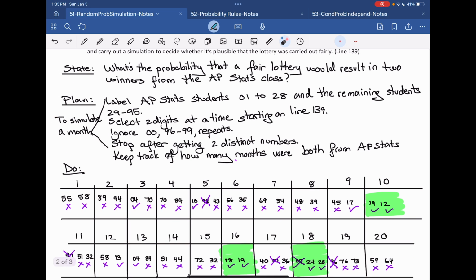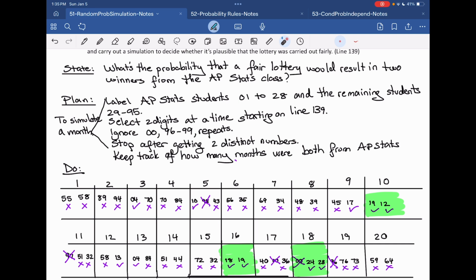But remember, we're using a table, the random digits table, so they have to be the same number of digits. And since 95 is 2 digits, we're going to use 2 digits to also represent the single digit numbers like 01, 02, 03, etc. So that's why it's important to have that 0. And this is a concept we learned in a previous lesson, like chapter 4. So label the AP Stats students 01 to 28 and the remaining students 29 to 95.